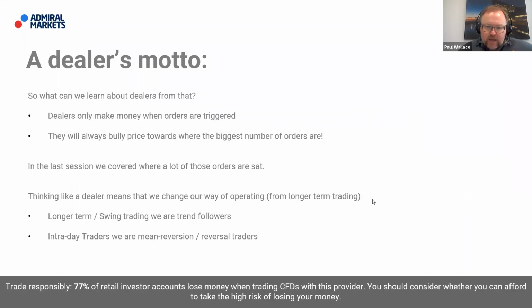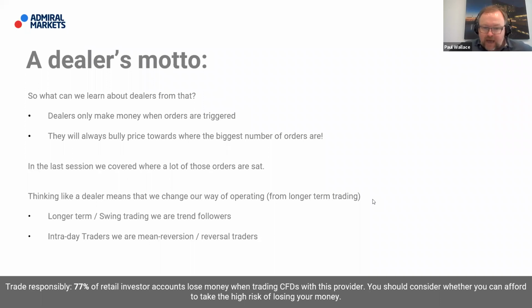So, what can we actually learn from that? What we learn is that dealers only make money when orders are triggered. Think about that. Dealers only make money when orders are triggered, because as market makers, that's their job. They're making markets. And what will happen is that they will always try and bully price towards wherever the biggest number of orders are. Just think about that.